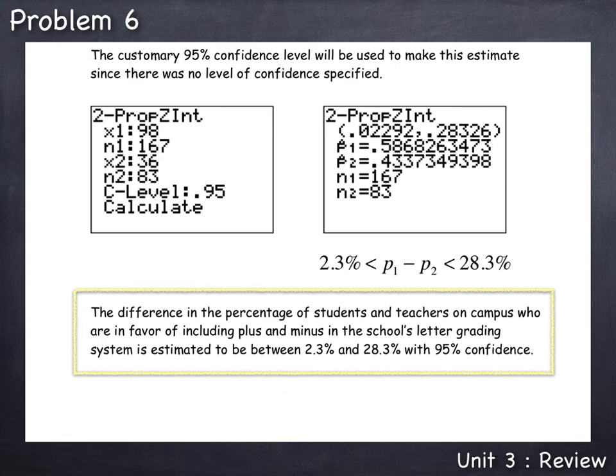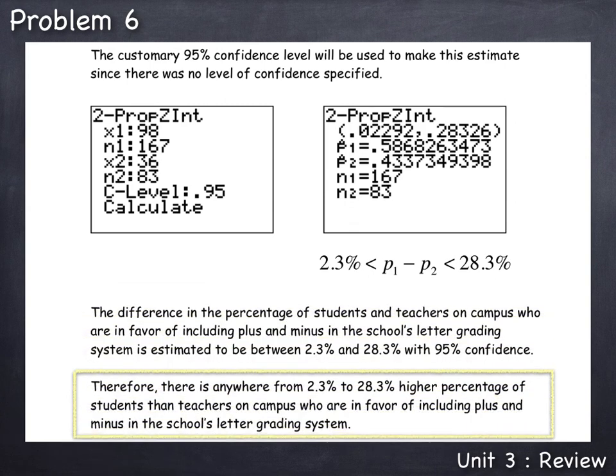So the fact that these lower and upper numbers are both positive lets us know that the first proportion is higher, which is students, and the second proportion is lower, which is teachers. So we can express this in another interpretation by saying, therefore, there is anywhere from 2.3% to 28.3% higher percentage of students than teachers on campus who are in favor of including plus and minus in the school's letter grading system. This is just two different ways of expressing the estimate in words. Which one you use depends on which one you feel makes the most sense to you.